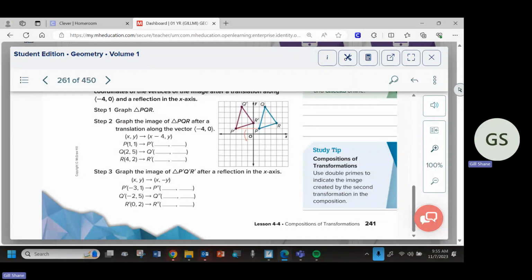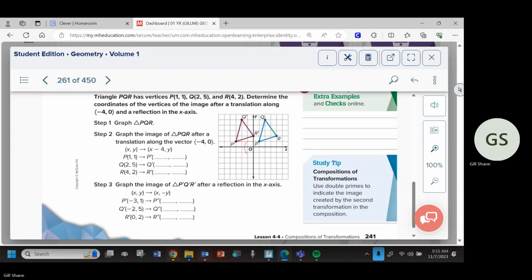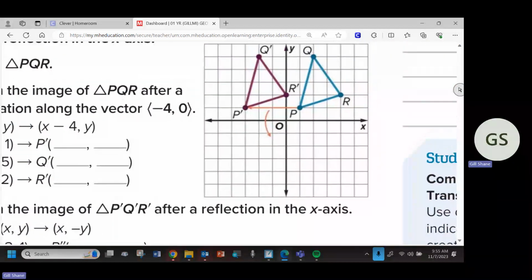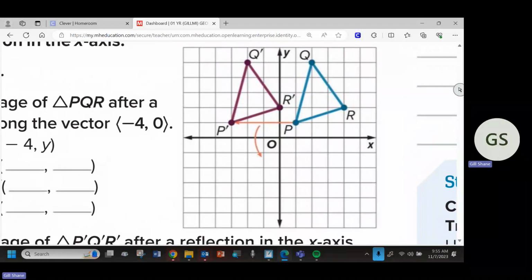Let's see if I can zoom in. I can't really show the ordered pairs, but we'll write them up and you can copy them down.